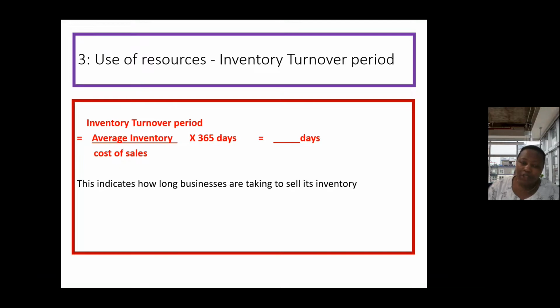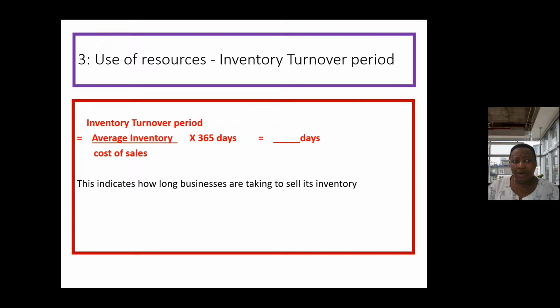So with the inventory turnover period, all we need is our average inventory divided by our cost of sales, and we multiply it by 365 days. It's important to know how many days it takes us to sell our inventory so that we'll be able to negotiate with our suppliers, the trade payable period. We'll be able to negotiate with them how many days they should extend trade credit to us.